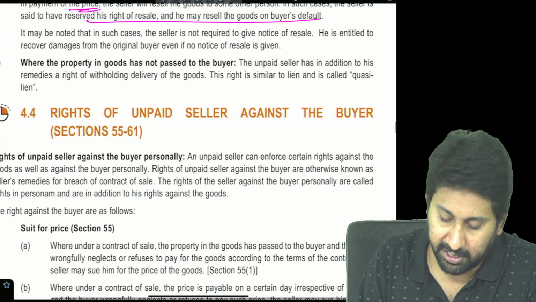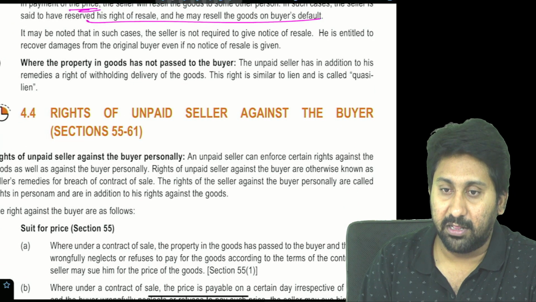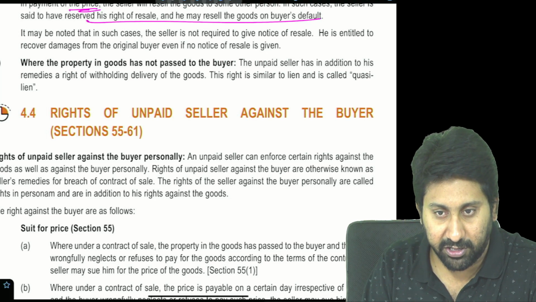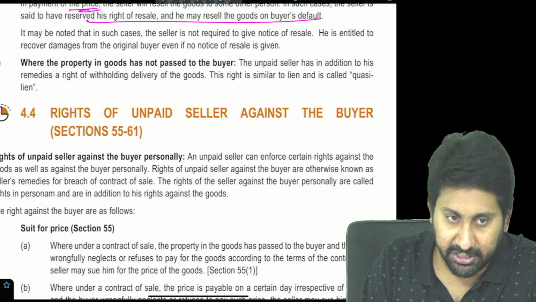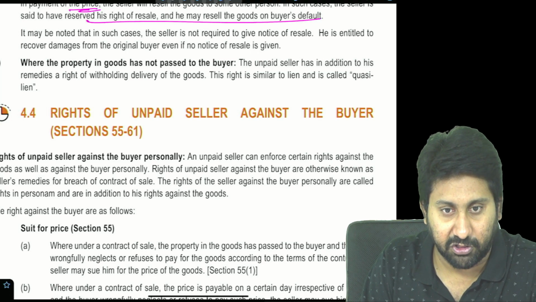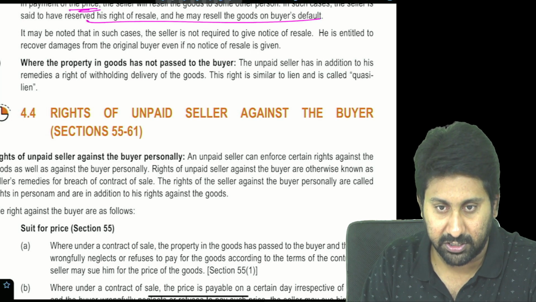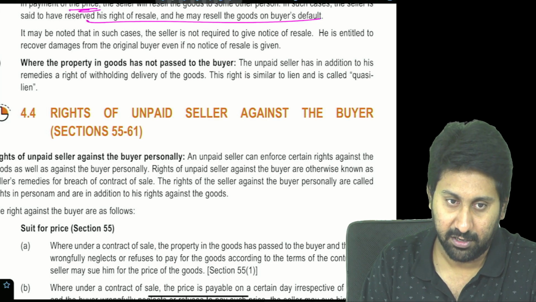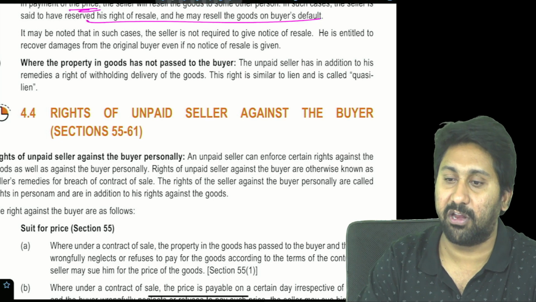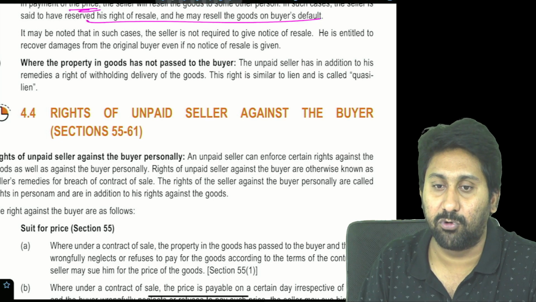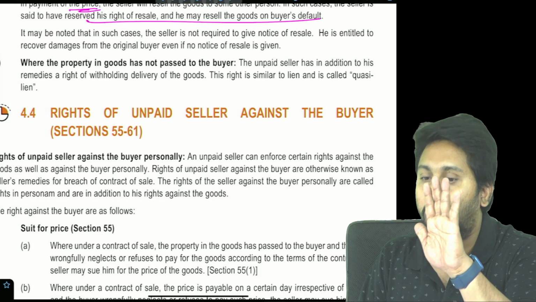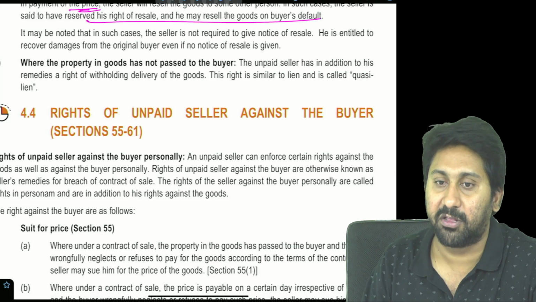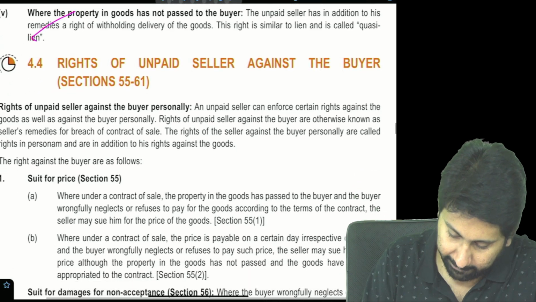Where the property in the goods has not passed to the buyer, the unpaid seller has, in addition to his remedies, a right of withholding the delivery of the goods. The right is similar to lien and is a quasi-lien. Withholding the delivery of goods means I will hold it for some time, and once you pay, I will release it again. Lien means I am completely taking the possession. Next.